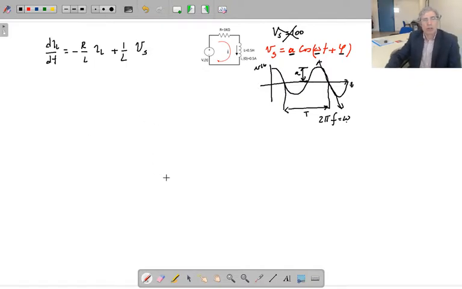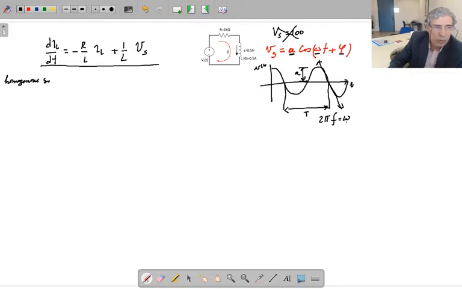That's the differential equation. How are we going to solve this? As we do in mathematics, we are going to repeat some of the things. The first one is to find the homogeneous solution.